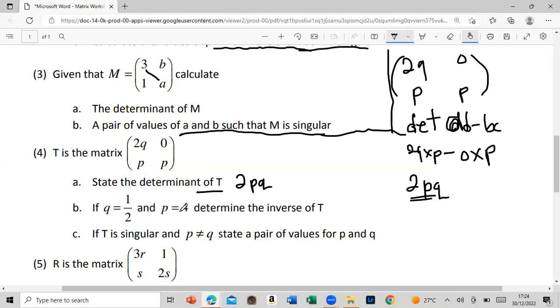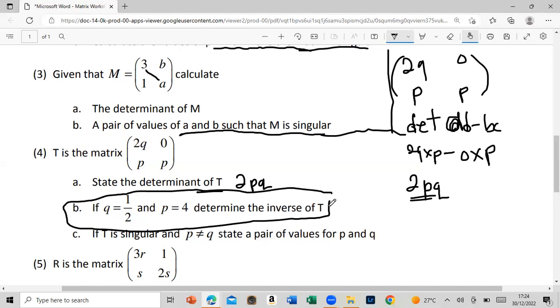It goes on further to say if Q is a half and P is equal to 4, determine the inverse of T. So we're going to go back to the original one now. I think I've done this one on my channel before. I've done so many past papers. So let's go back to the original, but this time we're going to put in the values that we are given.